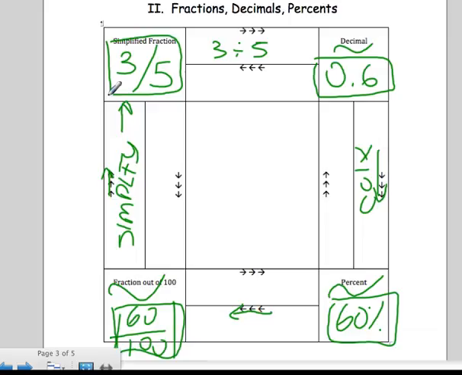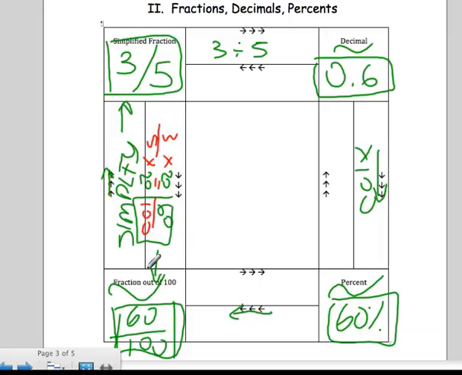If you wanted to go the other way around, to go from 3/5 to 60 over 100, you needed to figure out what you needed to multiply by to get 100. Well, it would have been 20. 5 times 20 was 100. So 3 times 20 is 60 over 100 to get back.